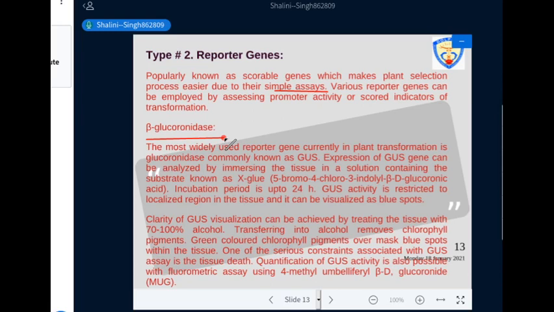GUS can be assayed extremely sensitively using a quick, easy, and non-radioactive method. It can be used to obtain both quantitative and qualitative data. Quantitative data gives us an idea about the level of gene expression, whereas qualitative data gives us an idea about the localization of gene expression. There is also little or no endogenous activity in most plant tissues, with the possible exception of reproductive tissues.